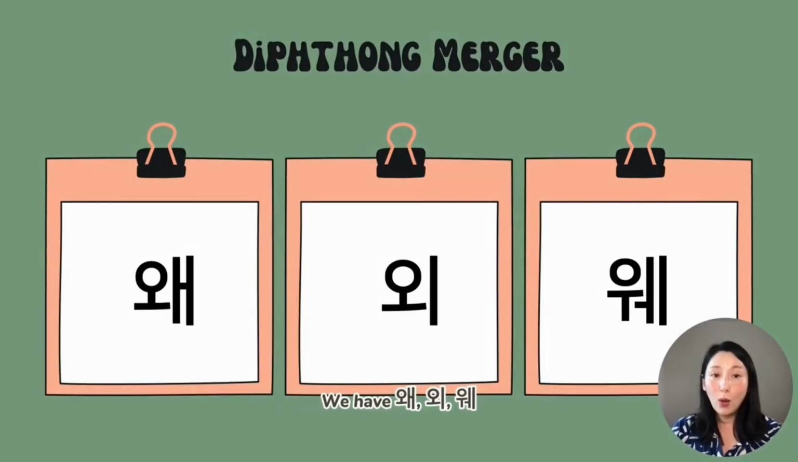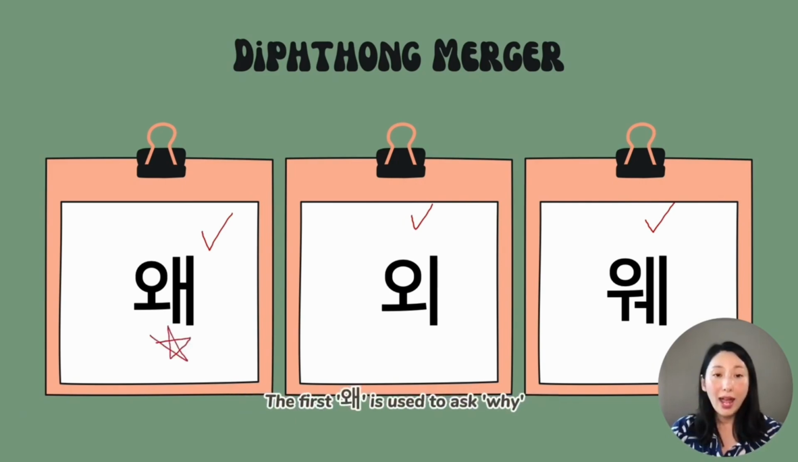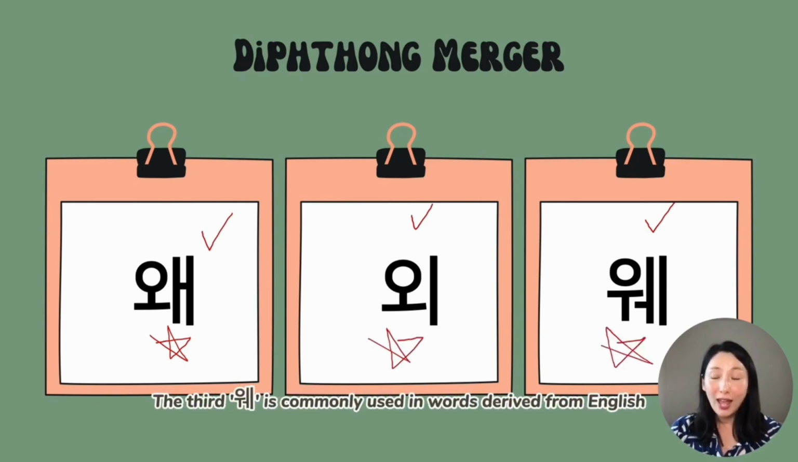We have 왜. Despite their similar pronunciation, the three 왜 are written differently. Their distinct compositions and romanization help to indicate their unique written forms. The first 왜 is used to ask why. The second 왜 is used in 한자, meaning outside. The third 왜 is commonly used in words derived from English, such as wedding and western.